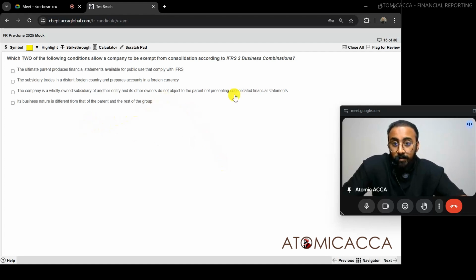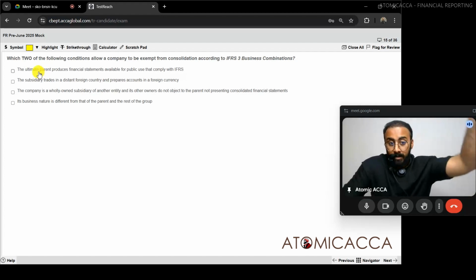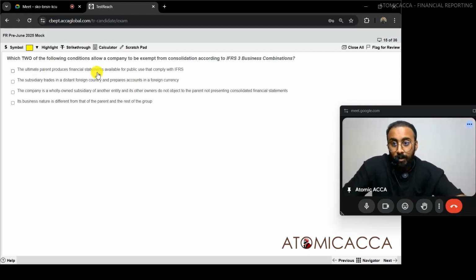Moving to the final question from section A: which two of the following conditions allow a company to be exempt from consolidation according to IFRS 3? Option A: the ultimate parent produces financial statements available for public use that comply with IFRS. When the ultimate parent, the parent of a parent, produces financial statements for public use in accordance with IFRS, then the middle parent can be exempt from producing a consolidated statement.